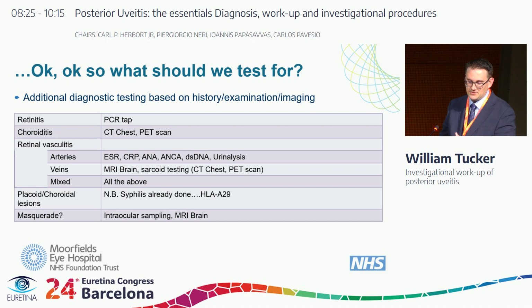And then base that additional diagnostic testing on your history and examination and imaging. If you see retinitis, potential infection, then do a PCR tap. With choroiditis, you may think about the chest imaging. PET scan is the next test in line for sarcoidosis after CT chest. And then if you see retinal vasculitis, particularly affecting the arteries, and you're not worried about ARN, then you may start to look at those rarer rheumatological tests, the double-stranded DNA, ANCA, ANA. You may do some sarcoid testing for periphlebitis, as we've seen from Ilaria there.